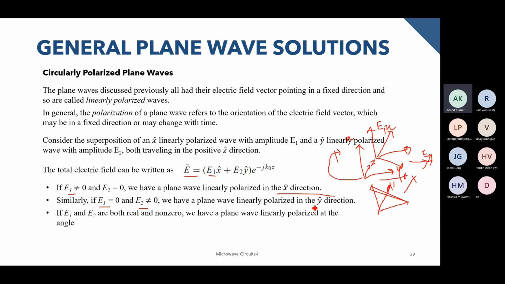And the angle which this electric field makes can be defined by phi, which is the tan inverse of E2 by E1. So this is the polarization angle that we can define as E2 by E1. E2 is essentially in the y direction and E1 is in the x direction.